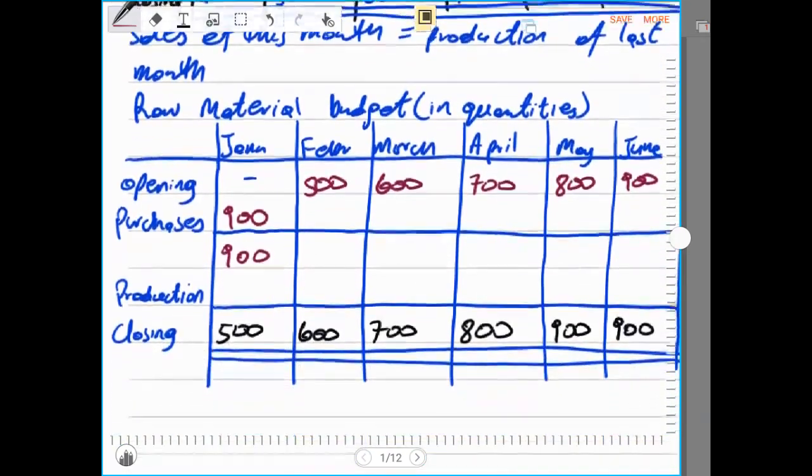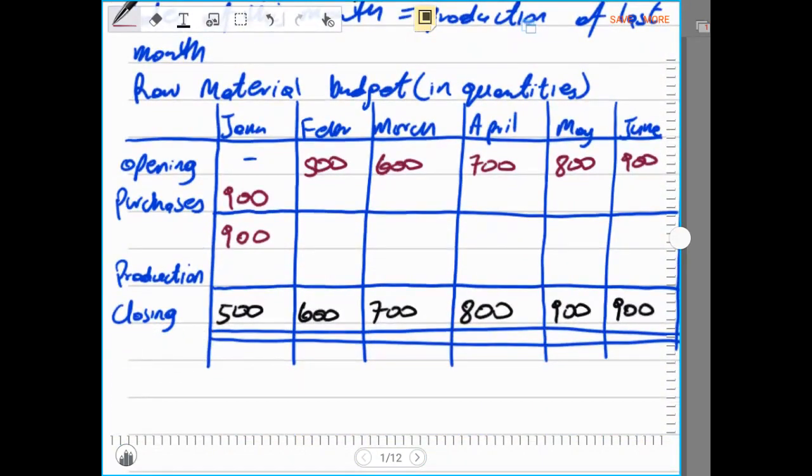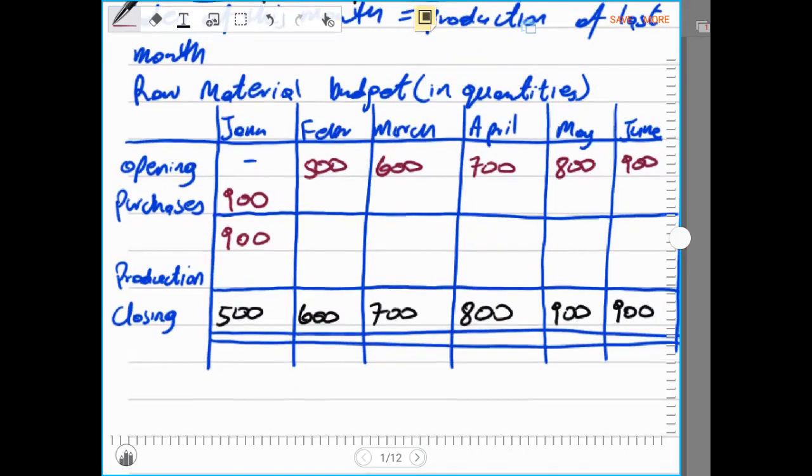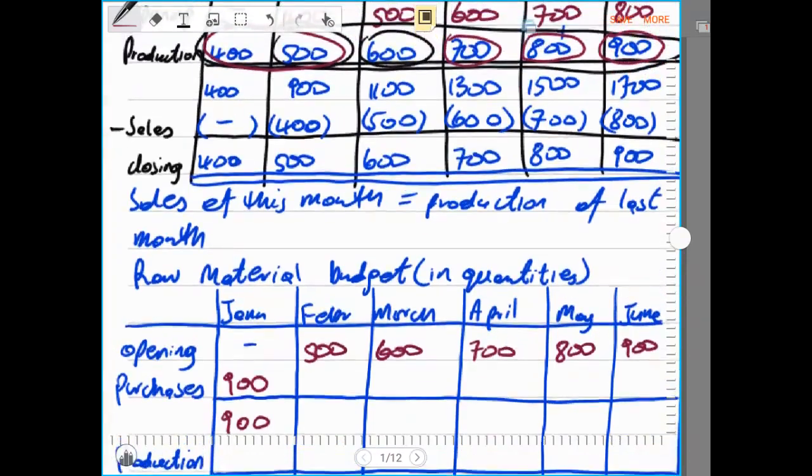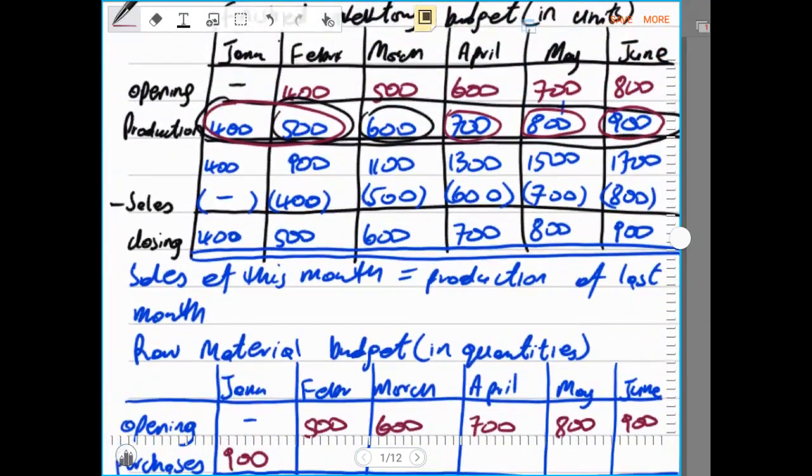Then when we deduct our production for the current month, remember our production for the current month is again given. Here we do have productions for the current month.